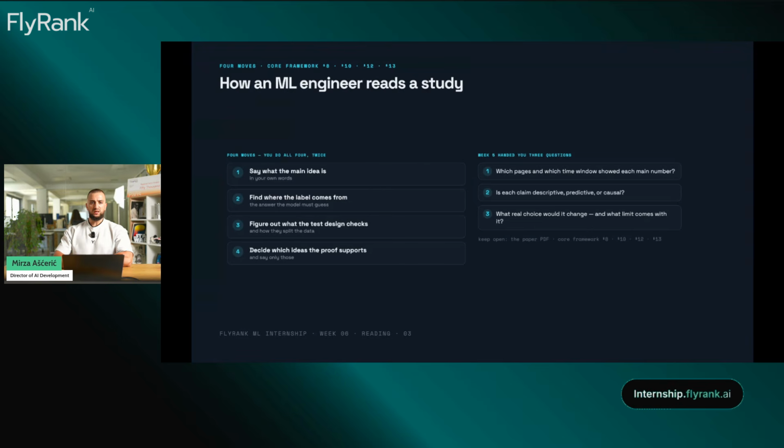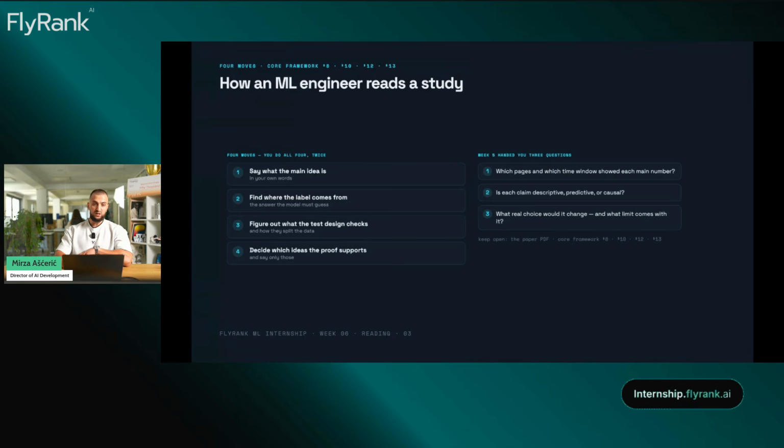Last week, I gave you 3 questions to think about while reading. Which pages and parts of the paper show the main numbers? Is each idea telling us what happened, what will happen, or why something happened? And what real choice would this paper change, and how much?